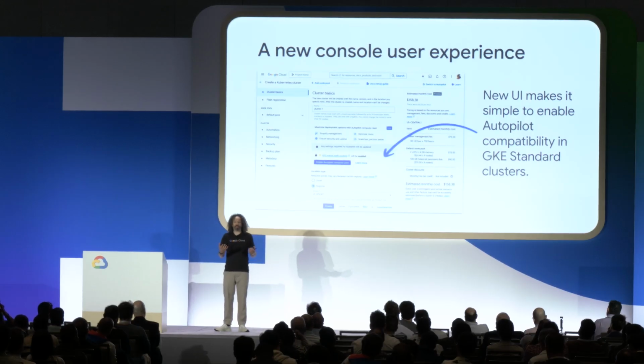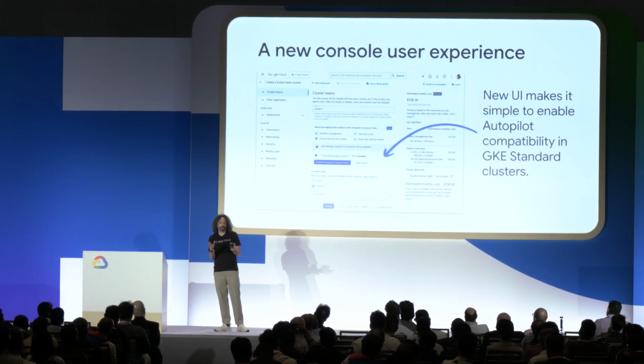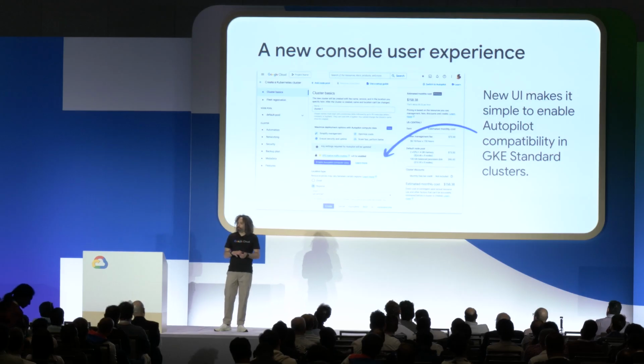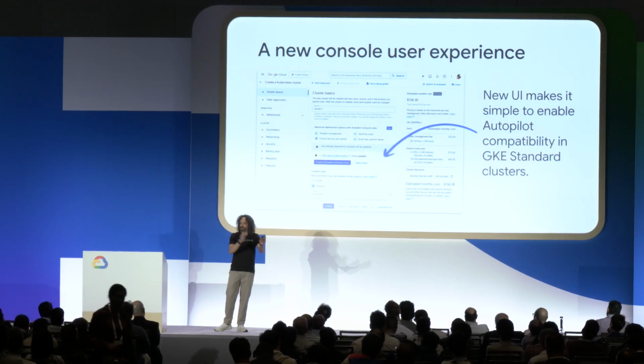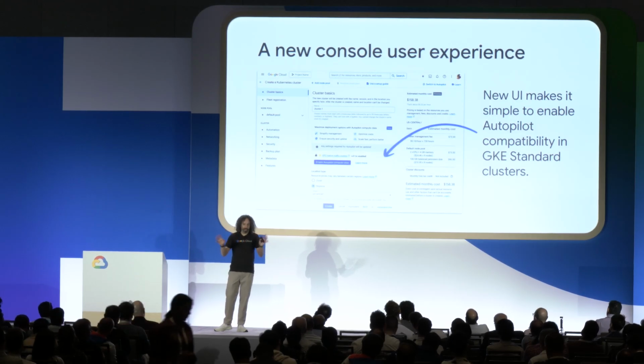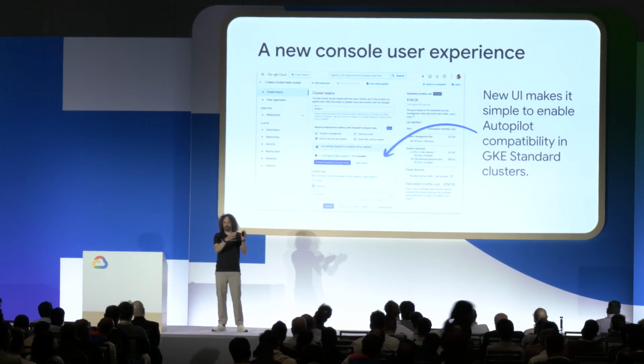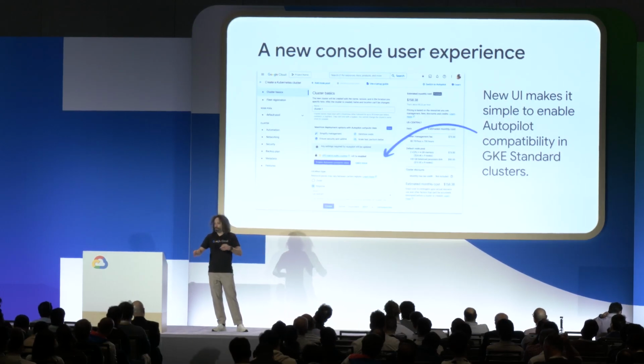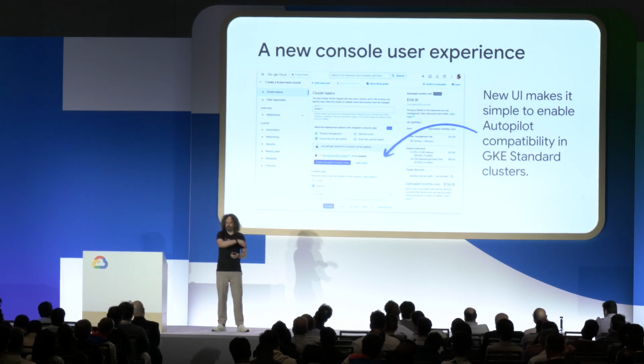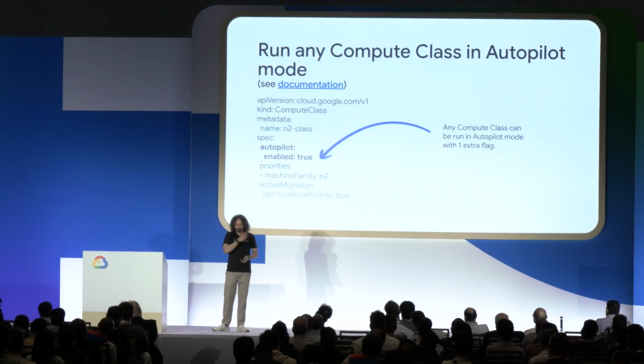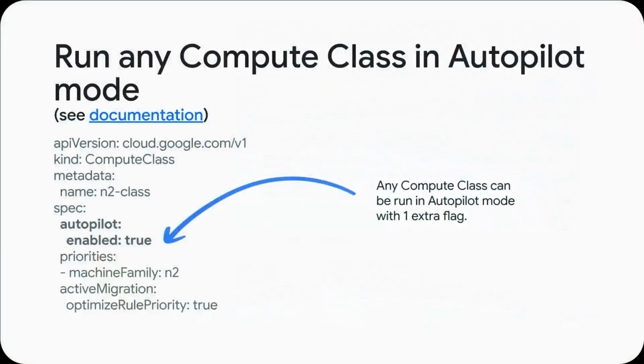This is also a great way for you, if you have never tested Autopilot and you're not sure if it will work for you, to keep your Standard cluster running, enable Autopilot mode, which doesn't do anything to your cluster, and then take one of your workloads, move it under Autopilot control, and see if it works. And if it doesn't work, you can always revert back, right? And you also know that we made the compute class API available for you, so you can create custom compute classes.